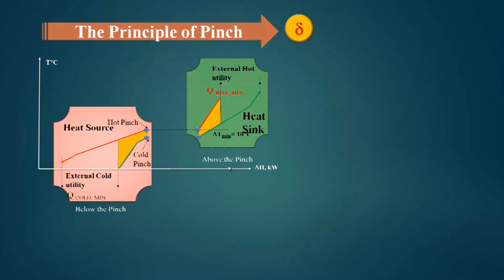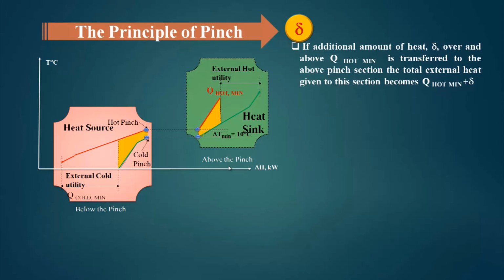Now, let us see what happens if we put some additional amount of heat equal to delta over and above Q hot minimum, then it is transferred to the above pinch section. The total external heat given to this section now becomes Q_H,min plus delta. That means, if I pass on a delta amount of heat to this area, then my hot utility amount becomes Q_H,min plus delta.